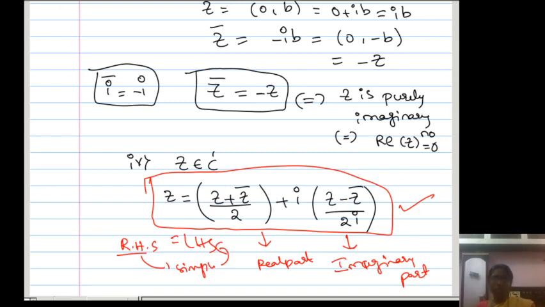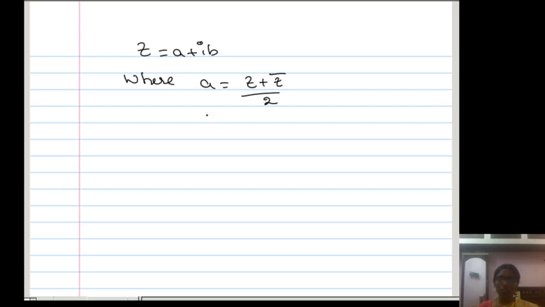So what I am doing here. Okay, so what is the meaning here? Z is equal to A plus iB, where A is equal to (Z plus Z bar) by 2, and B is equal to (Z minus Z bar) by 2i. This is the real part of Z. This is the imaginary part of Z.